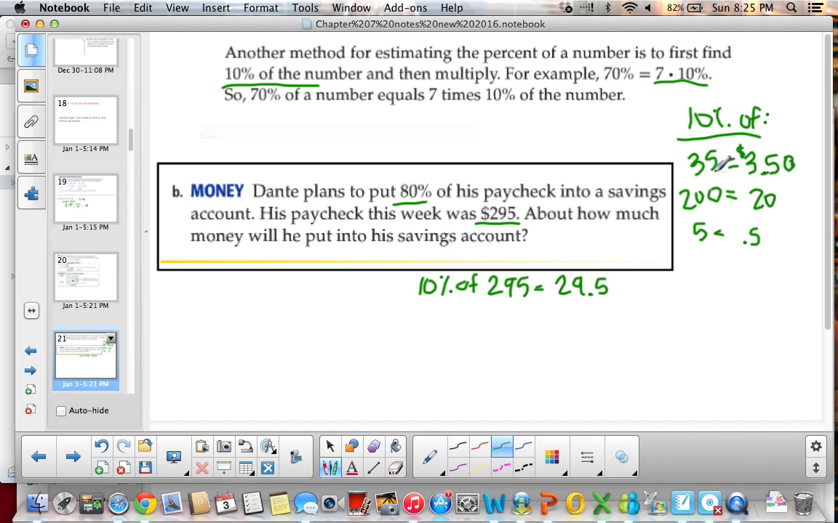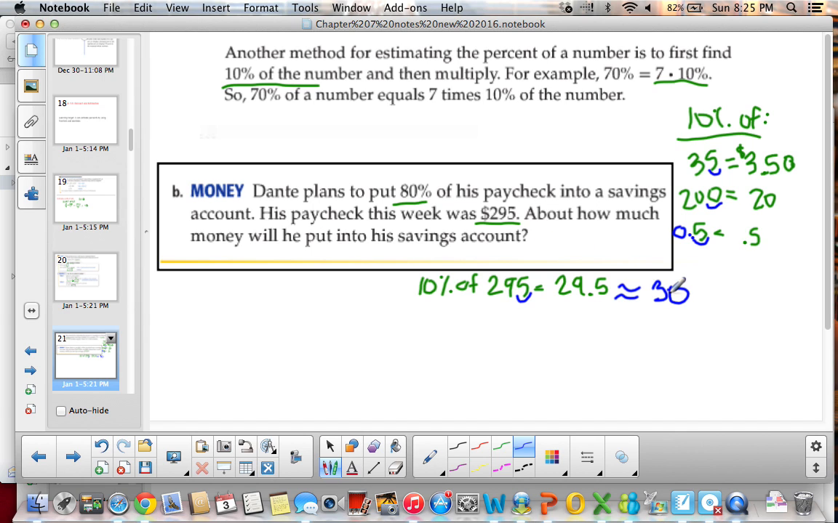0.5. See how our decimal, always that invisible decimal starts, so we move it over 1. Move it over 1, move it over 1, add a decimal and a 0. Okay? So 10% of 295, we're just moving it over to the left one, 29.5. 29.5 is approximately 30.